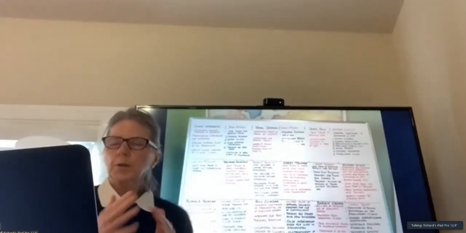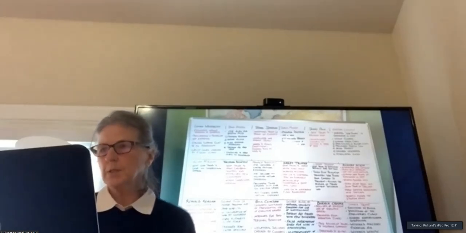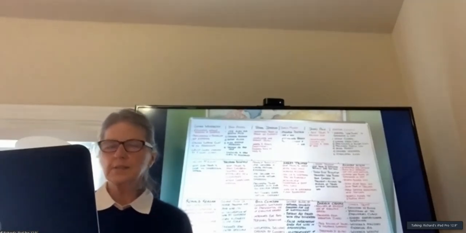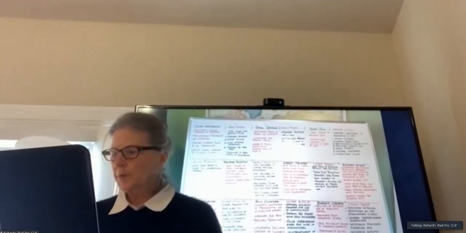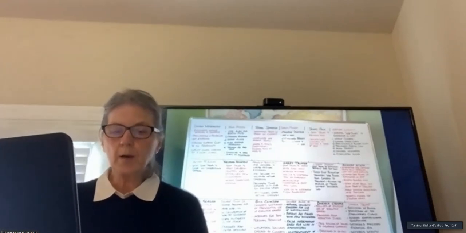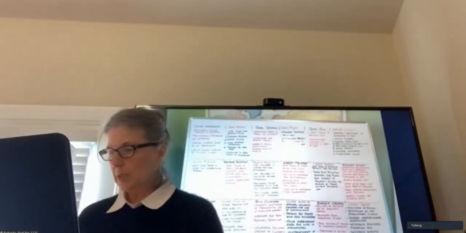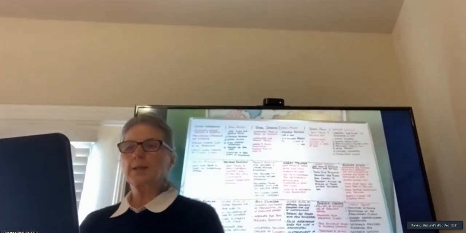So I want to review that we went over the 3 branches of government that were established by the Constitution. And those were created to restrain the power of each branch, that they would check each other so that there would remain a balance.